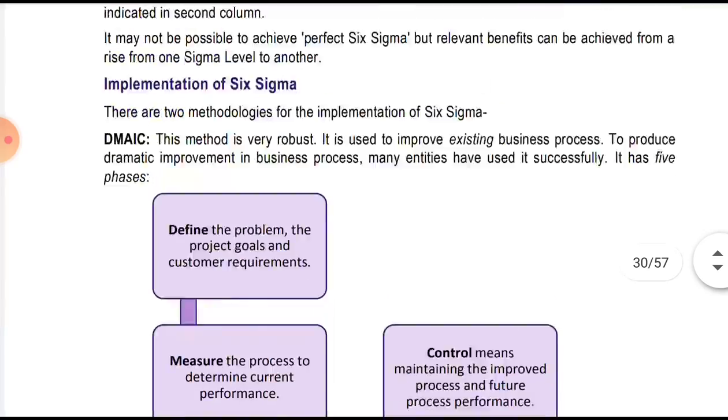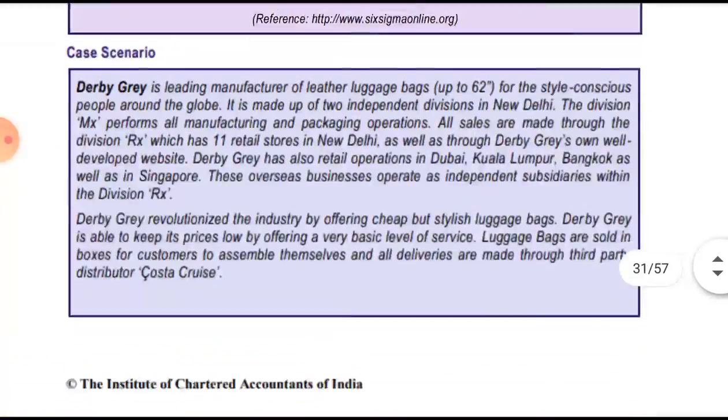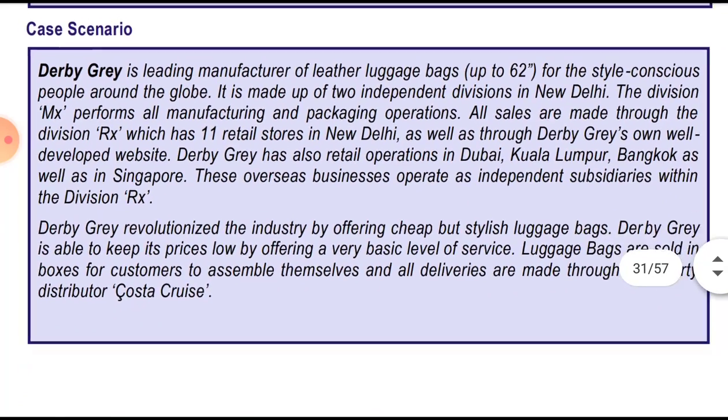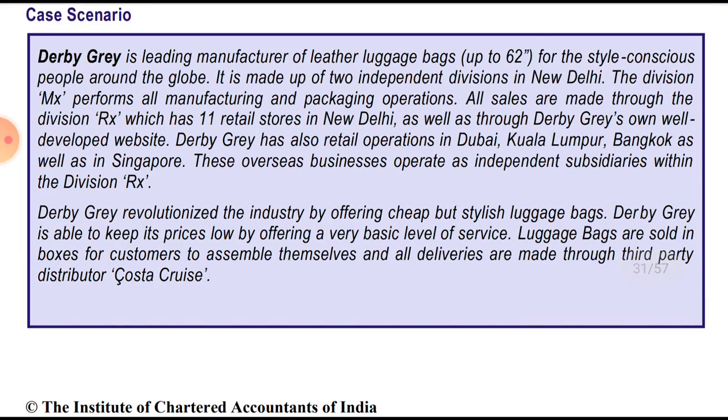Now that we have the entire idea of this, we'll quickly go through the case study as well. Derby Gray is a leading manufacturer of leather luggage bags for style-conscious people around the globe. It is made up of 2 independent divisions in Delhi. The division MX performs all the manufacturing and packaging operations.